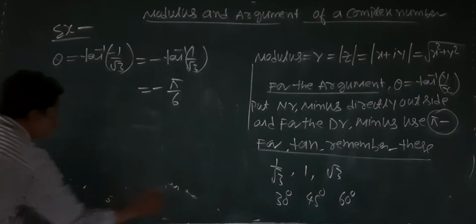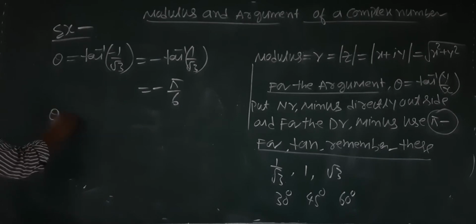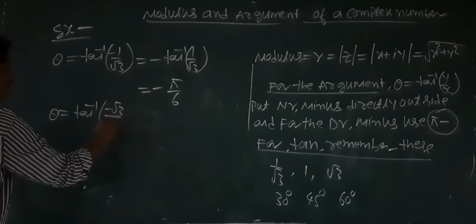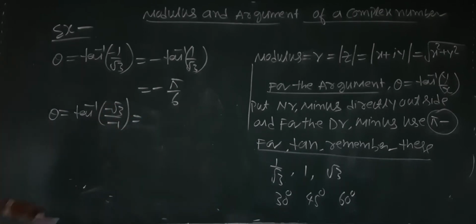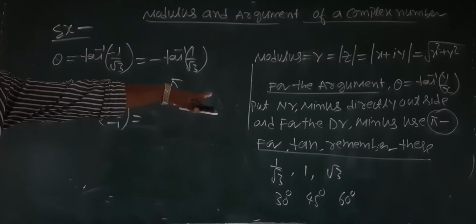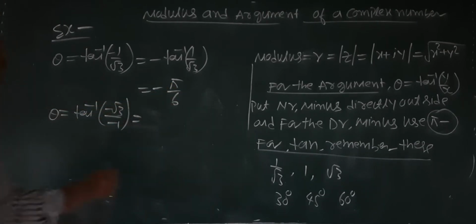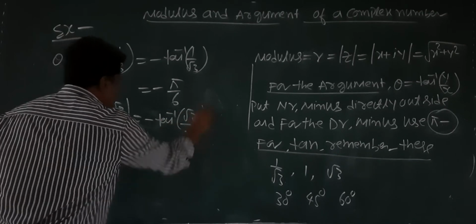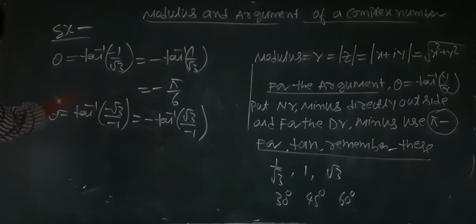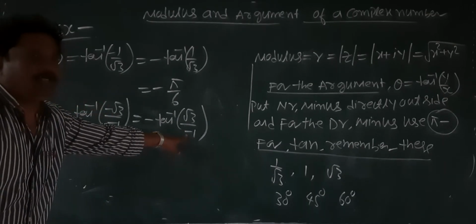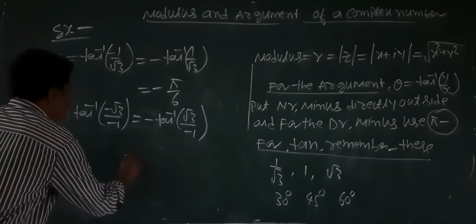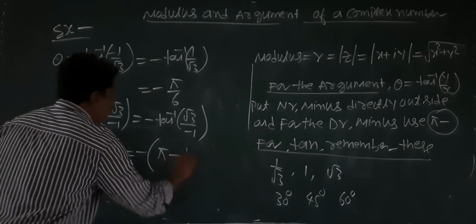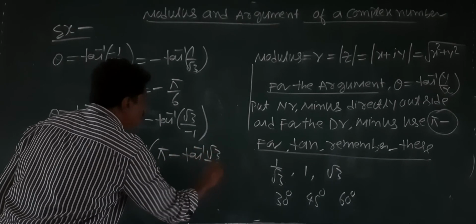So if it is tan inverse of minus root 3 by minus 1. Just before, I told you, put the numerator minus directly outside. So tan inverse root 3 by minus 1. Put the numerator minus directly outside. For the denominator minus, use pi minus. So minus of, for the denominator minus, use pi minus. So tan inverse root 3 by 1.